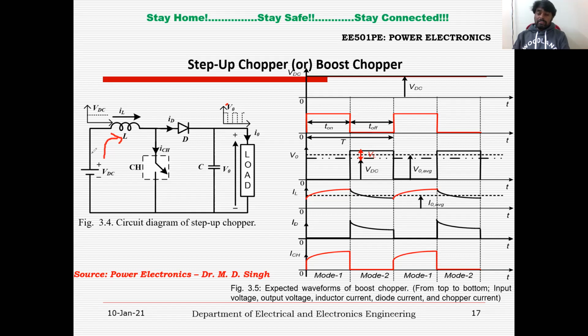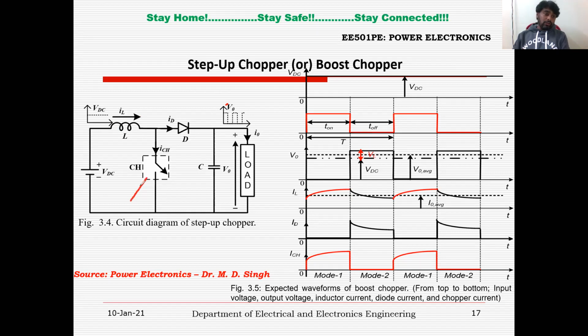When the chopper is in off condition, you will get zero current. That means in case of the buck chopper, it is drawing discontinuous input current. But in case of the boost chopper or step-up chopper, due to the presence of this series inductor, we always get continuous input current. This is one of the advantages of the boost chopper or step-up chopper. So this is the circuit configuration.